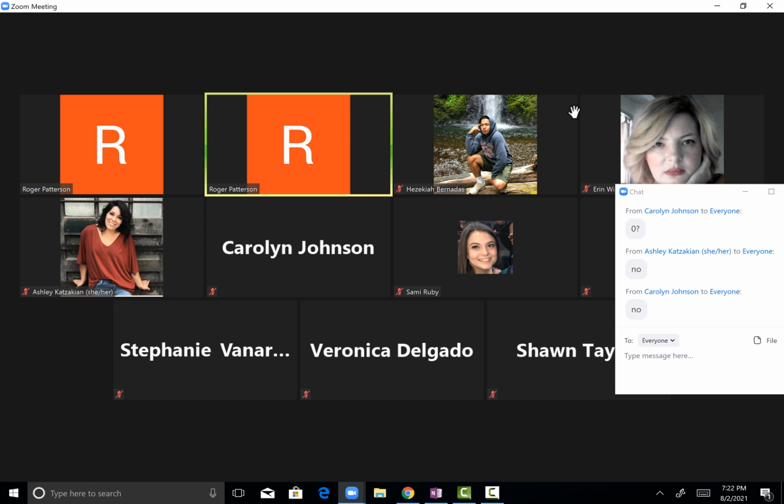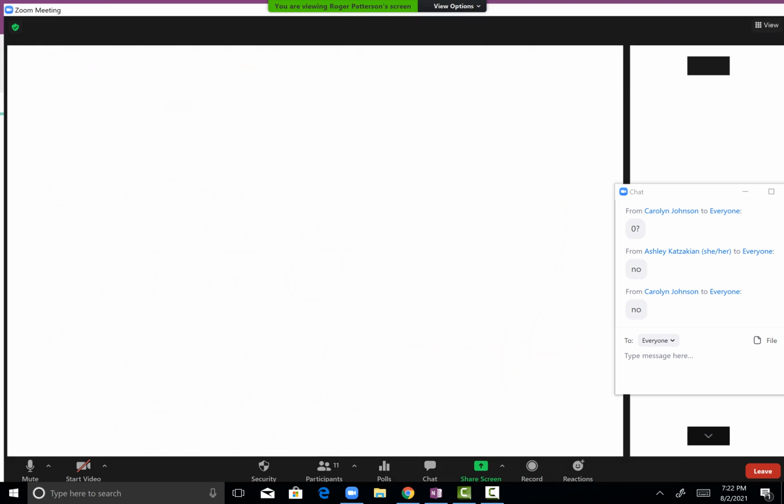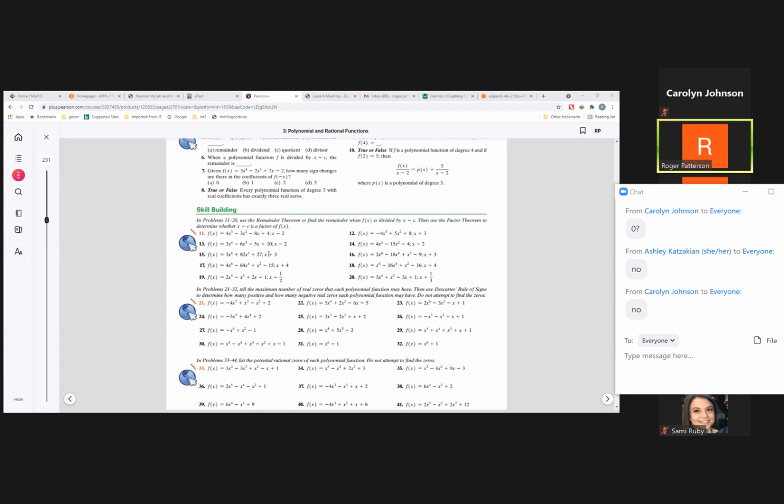I want to share this screen. Okay, so this is in the textbook here. All right, so I'm going to look at the problems here. We're doing 11 through 16. It says use the remainder theorem, hopefully you guys can see this, to find the remainder when f of x is divided by x minus c. Then use the factor theorem to determine if it's a factor.